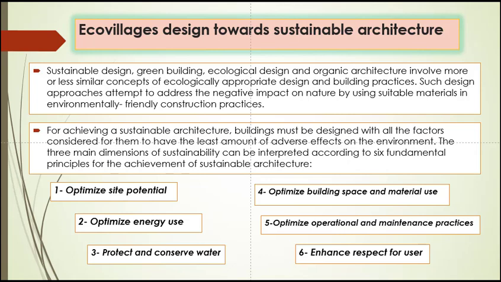The three main dimensions of sustainability can be interpreted according to six fundamental principles for the achievement of sustainable architecture. The first one is optimize site potential. The proper site selection, including the existing buildings, rehabilitation, orientation, and landscaping of buildings, are aspects that affect the local ecosystem, transportation methods, and energy use.